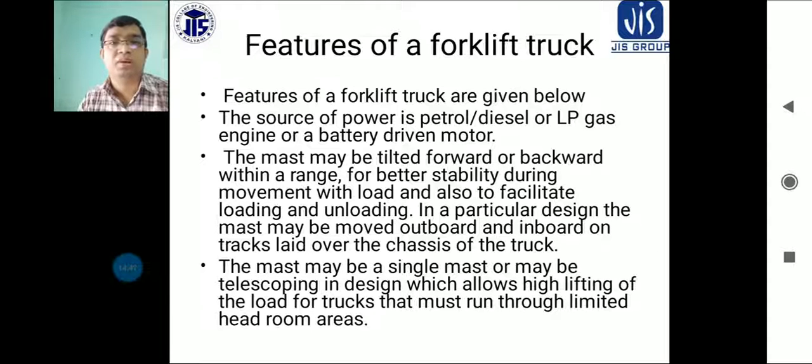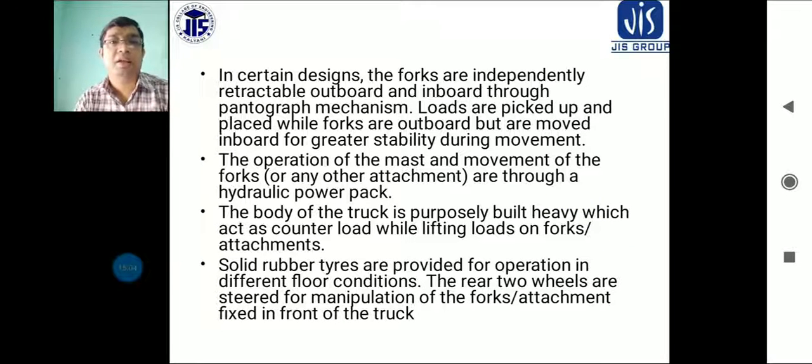This will be concerned with the telescoping mast, which is given for high lifting of loads, and for trucks that must run through limited headroom areas, inside a room, where the movement of the mast and the materials is within a limited area. And in certain designs the forks are independently trackable also. That means the fork is independently trackable outboard and inboard through pantograph mechanisms.